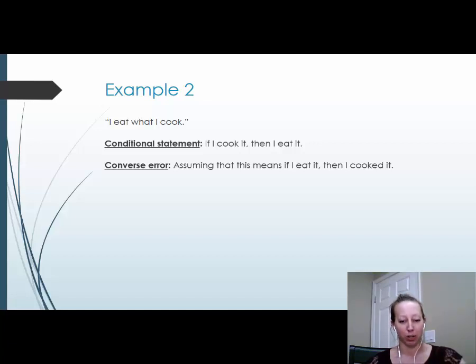I eat what I cook. So that means if I cooked it, then I eat it, because I eat what I cook. It does not mean if I eat it, then I cooked it. You can eat other things. I can eat McDonald's, and I can still say I eat what I cook, even though I eat McDonald's. Those are not contradicting statements. That's why the converse error is an error.